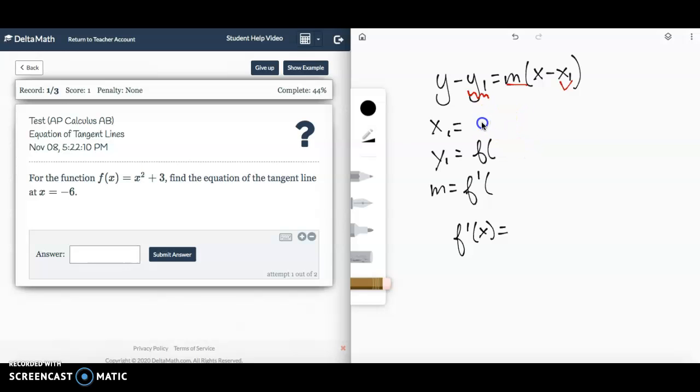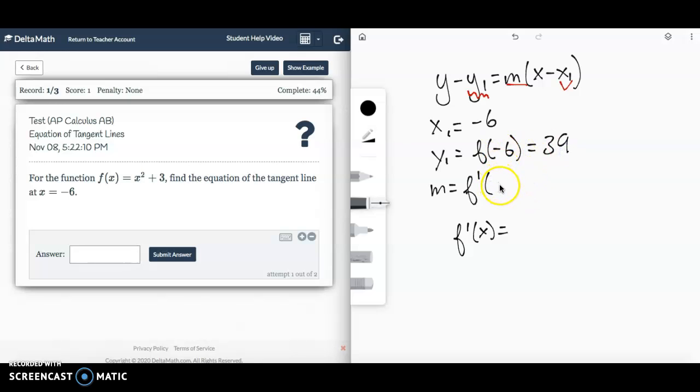There you go. All right, so we're finding the equation of our tangent line, x equals -6. So that means that that's my x value. To find my y value, I'm just plugging in -6 into my original function. So -6 squared is 36. 36 plus 3 is 39.